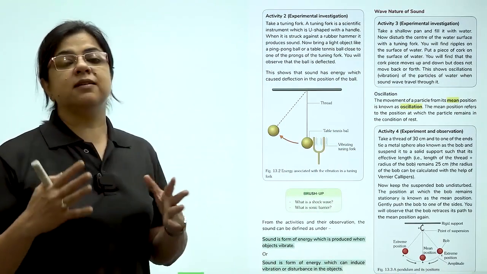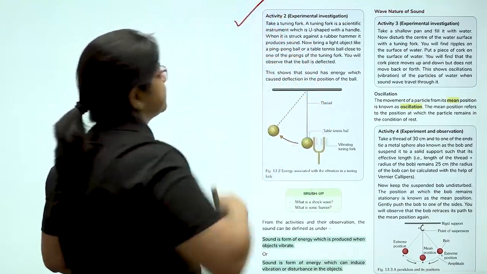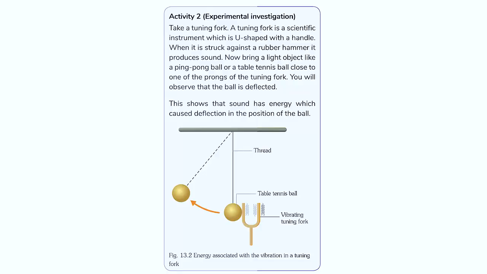Now let us take a tuning fork and do a simple experiment. A tuning fork is a scientific instrument which is U-shaped with a handle. When it is struck against a rubber hammer, it produces sound. Now bring a light object like a ping pong ball or a table tennis ball close to one of the prongs of the tuning fork. You will observe that the ball is deflected. This shows that sound has energy which causes deflection in the position of the ball.